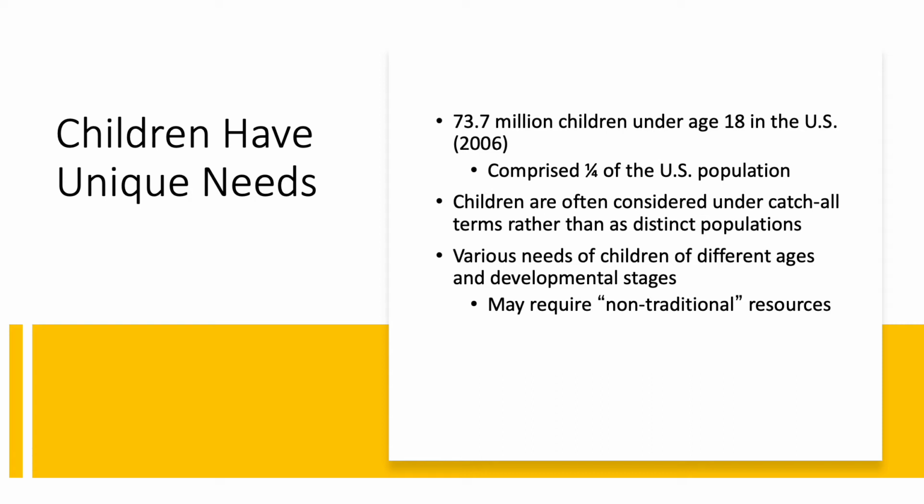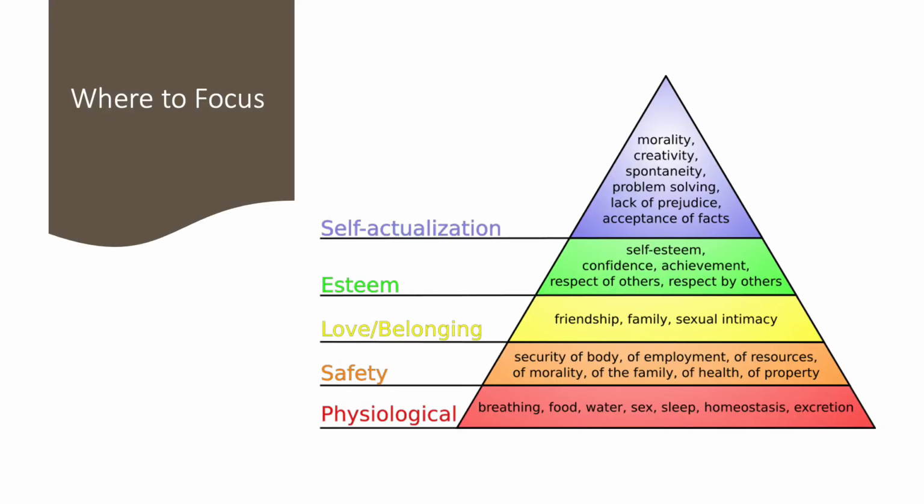In 2006, there were 73.7 million children under the age of 18. This is about 25% of the population. While the numbers change, the percentage hasn't. And children are often in disaster planning considered under these catch-all terms rather than as distinct populations. People may refer to them as vulnerable or special needs and various other things, at risk. But it's always better if we can get people to think about them as children.